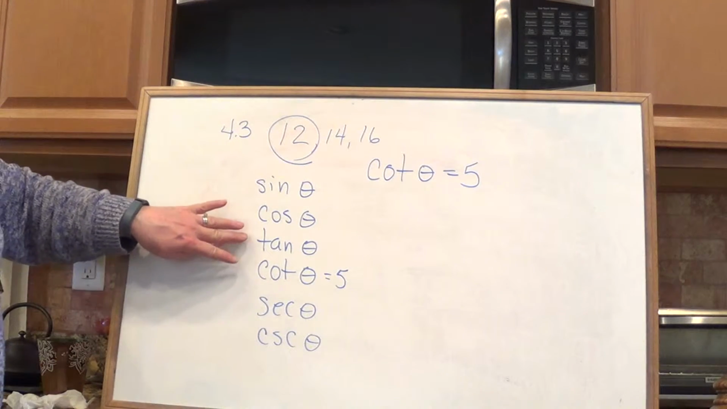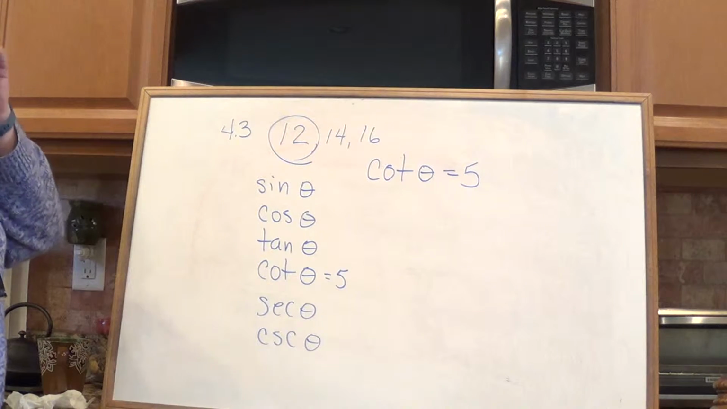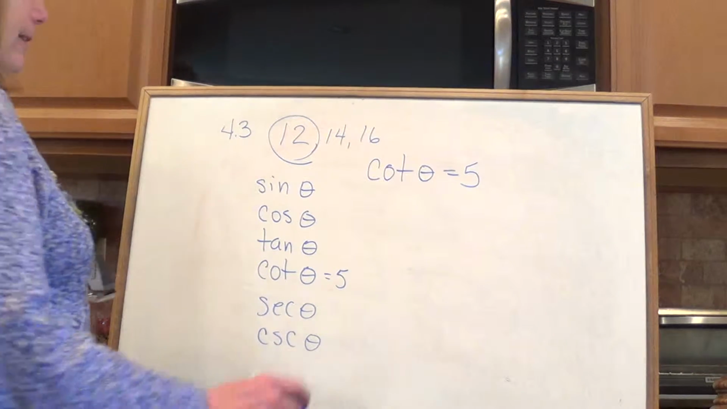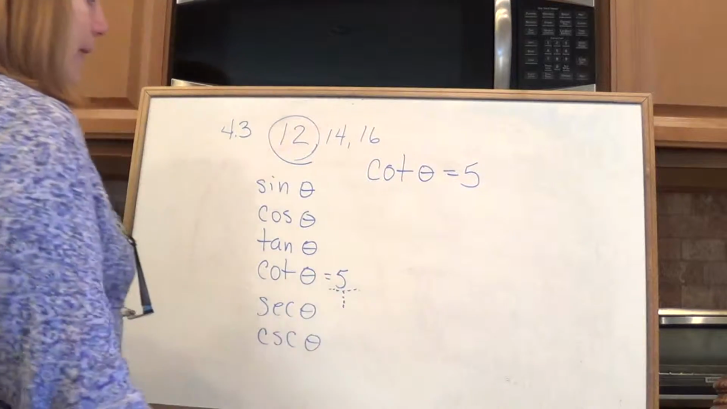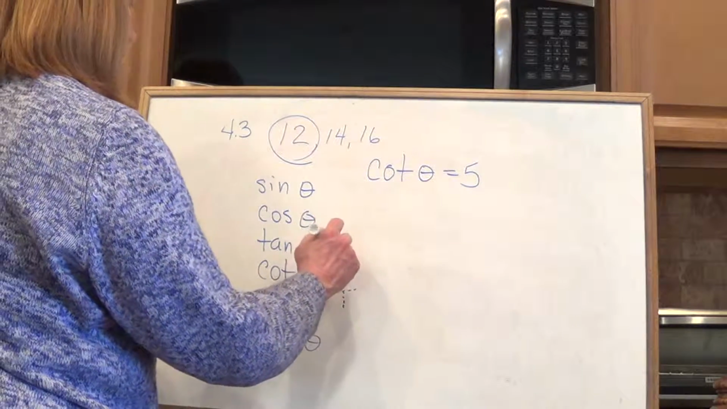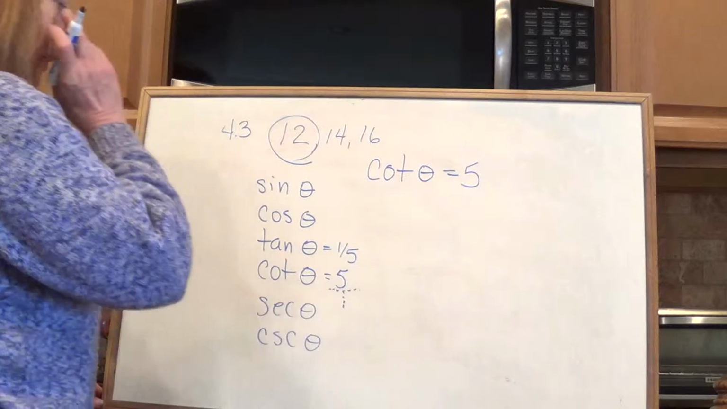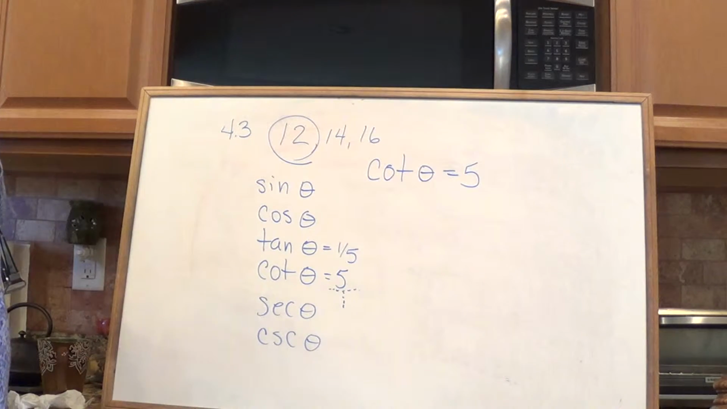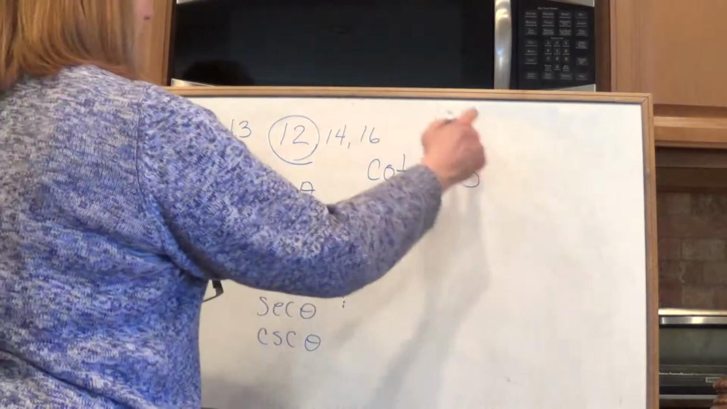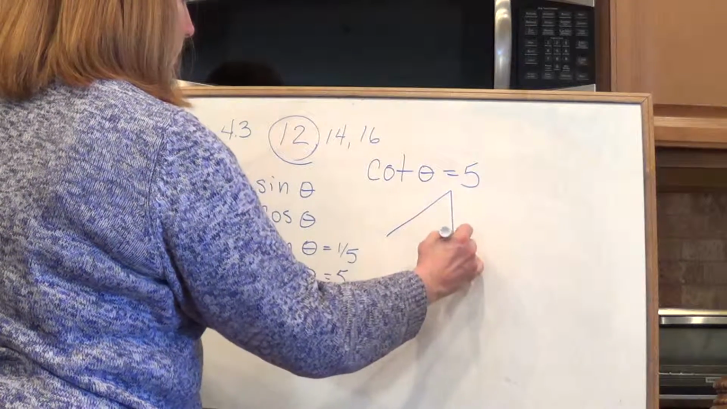Well, one thing we know, tangent and cotangent are reciprocals of one another. So this has an unwritten 1 under it. So when we flip it, we get 1/5. So we've got two of them. But how do we jump to sine, cosine, or secant and cosecant? Well, this suggests a triangle, and we came up with it.